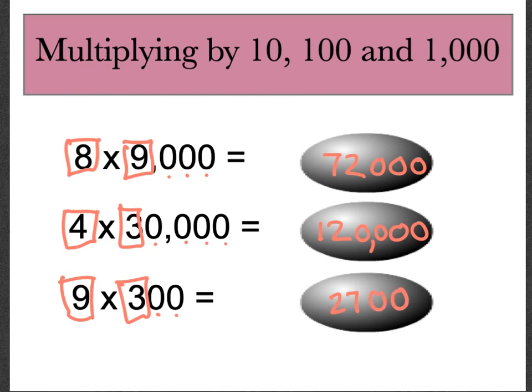There we go. Okay, so that is extended multiplication facts, otherwise known as multiplying by tens, 100s, and 1,000s. So that is our lesson for today.